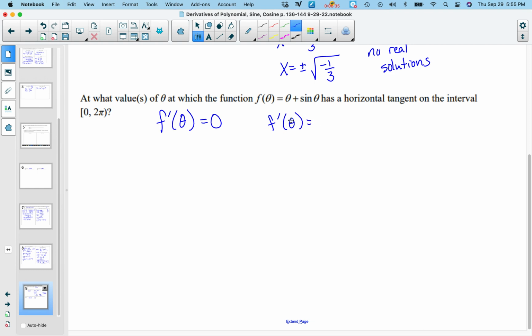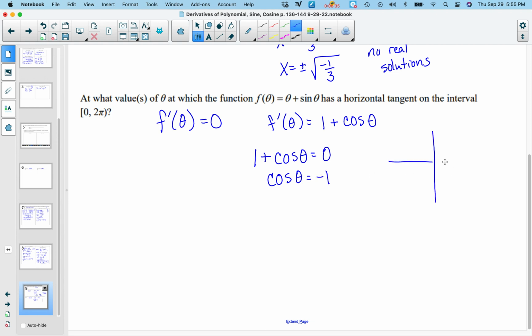This is with respect to theta, so this would be like when we had an x. The derivative of theta is just 1. The derivative of sine theta is cosine theta. So if I'm looking for horizontal tangents, I have to take the derivative and set it equal to 0. If I subtract 1 from each side, I get cosine theta equals negative 1.